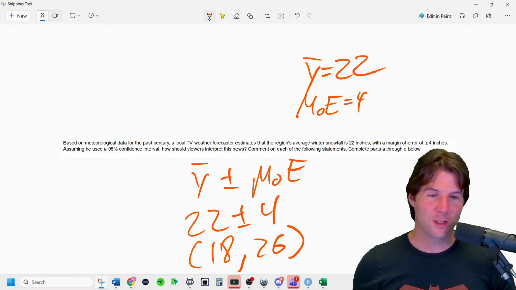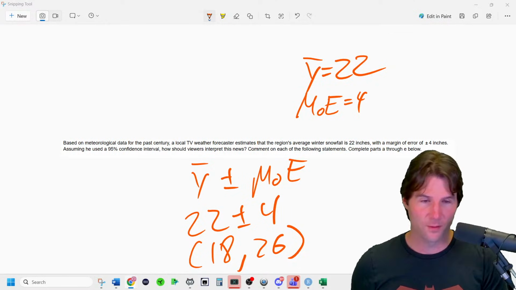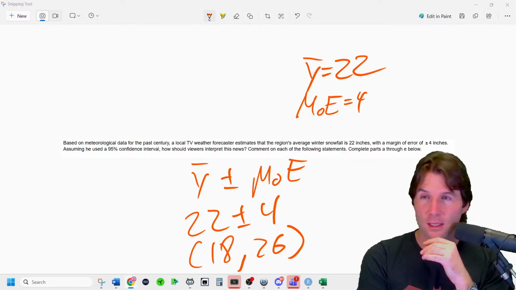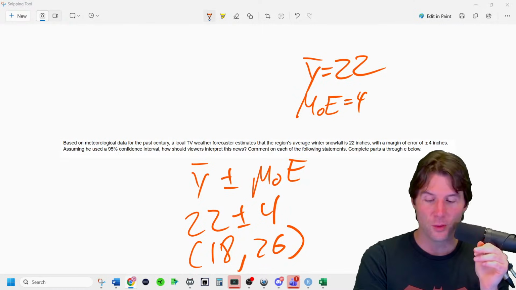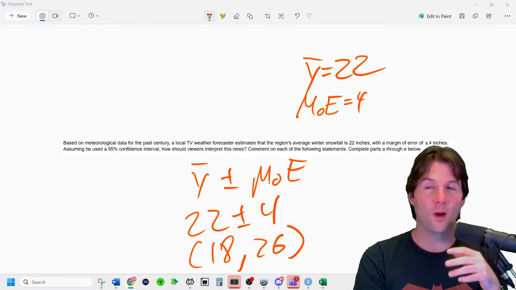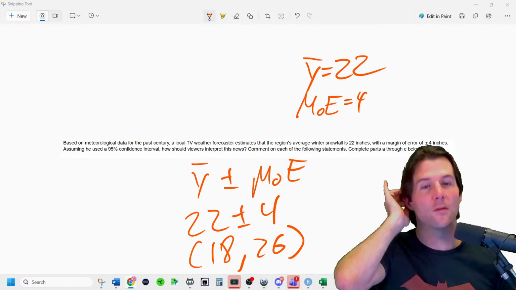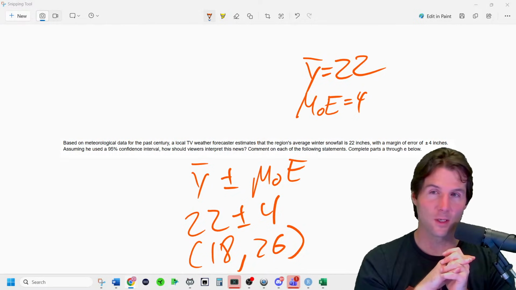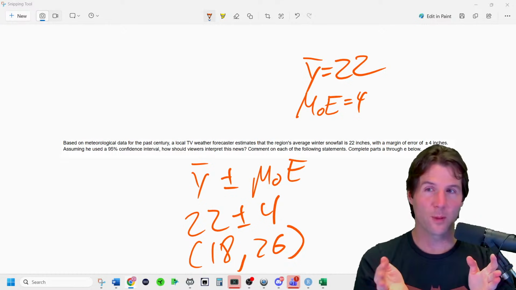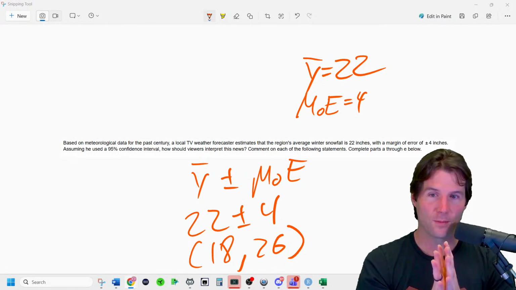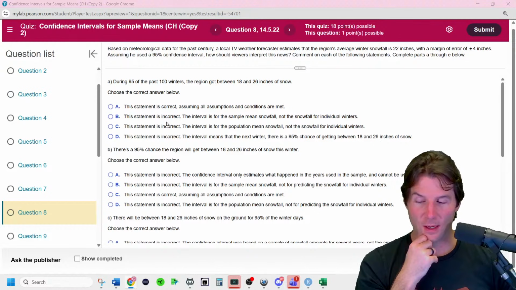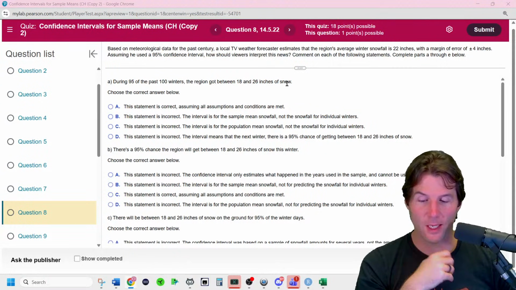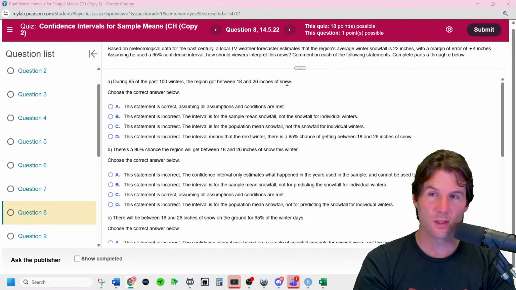I'm going to put confidence in the chat, and Mubot's going to put what the confidence interval interpretation is. And it is, I am 95% confident that the true mean average snowfall in this town is contained in the interval 18 to 26. Now notice, the middle is the hard part for people, the true mean average snowfall. So let's think about this. With what I just said there, during 95% of the past 100 winters, they got between this and this.